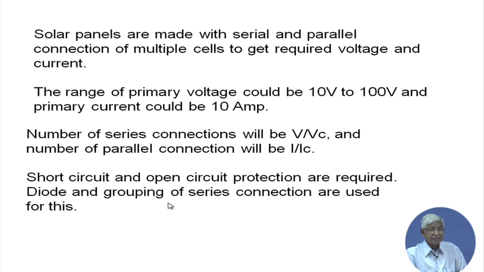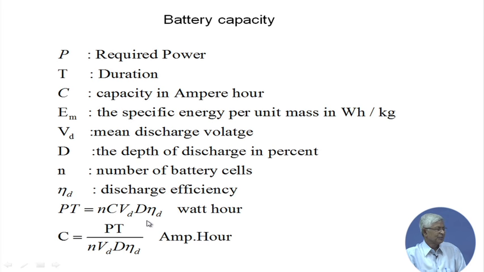But then in addition you have to provide short circuit and open circuit protection. You will be wondering why short circuit protection. Of course, your electronic circuit which the power supply is driving may get shorted, so you should have short circuit protection. Due to many reasons it may get open circuit also. So you have to have open and short circuit protection, as in general power supply design. Diodes and grouping of series connection are used to do this type of thing.